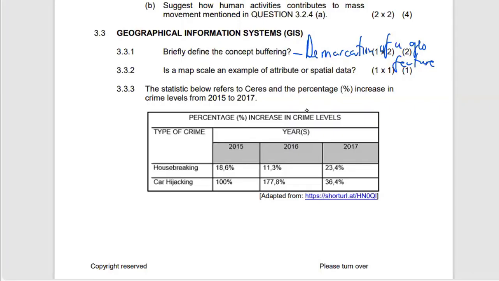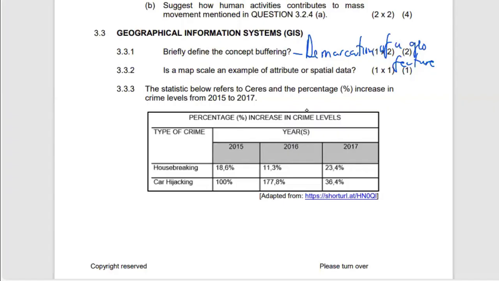For example, along rivers, we can put buffer zones to limit human activities on the river, or to limit construction or other activities which might harm the river. We might put a fence along the river, or plant some trees along the river to mark a boundary. That is buffering. Is a map scale an example of attribute or spatial data?